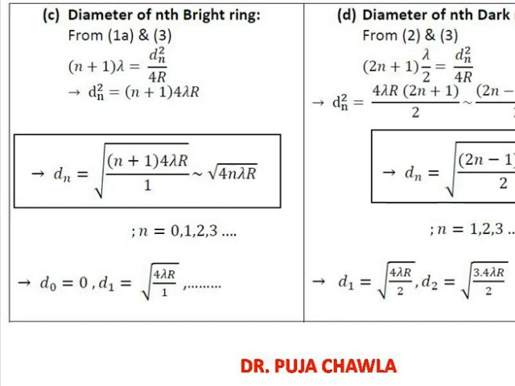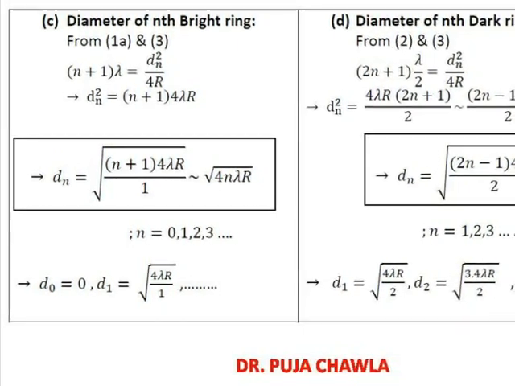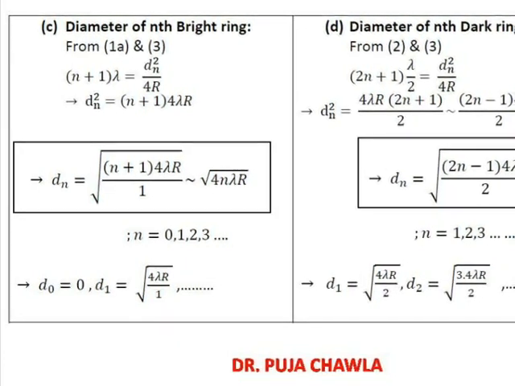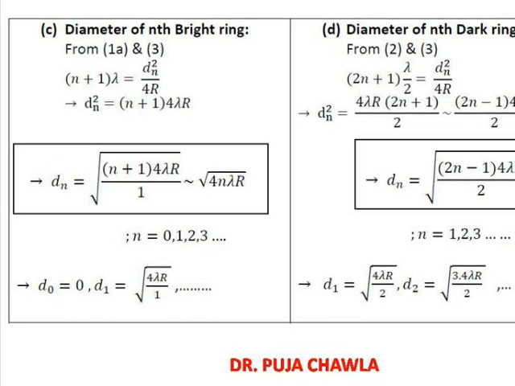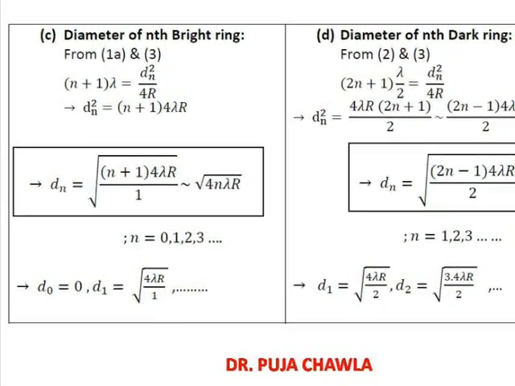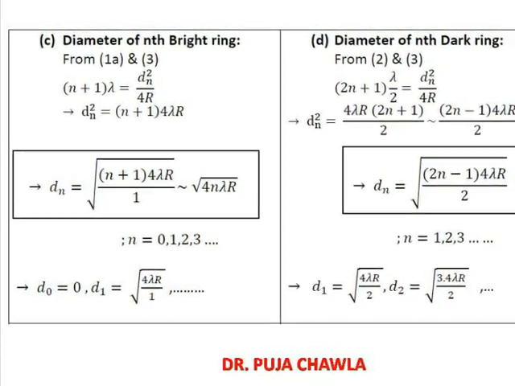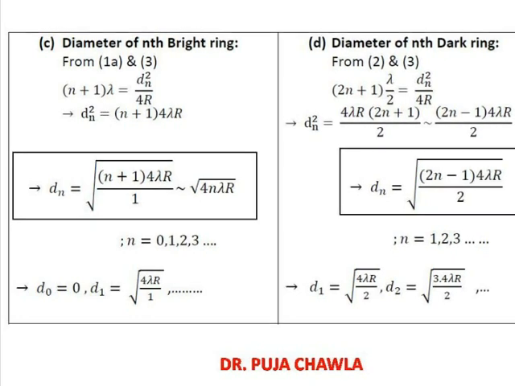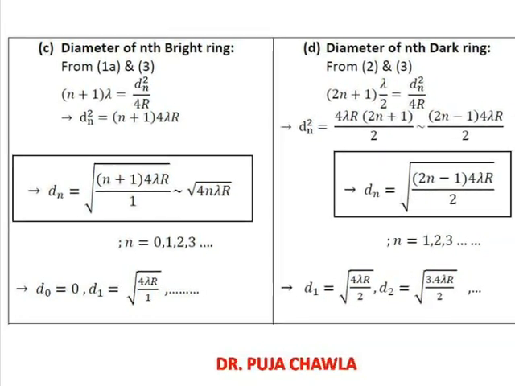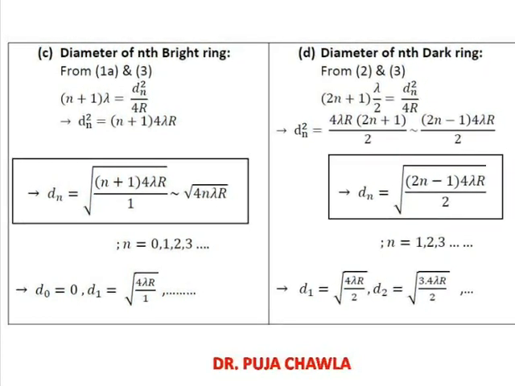Now equate the condition of minima and the condition of maxima with the expression 2t is equal to dn square by 4R. For finding out the diameter of the nth bright ring, we will equate the condition of maxima with dn square by 4R. Equate equation number 1a with 3. dn comes out to be under root of 4n lambda R. Clear?